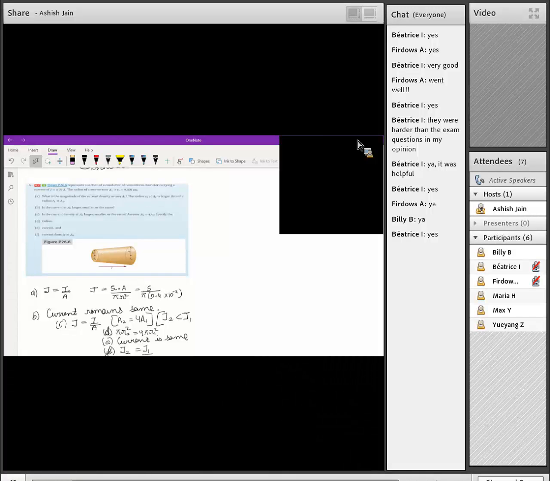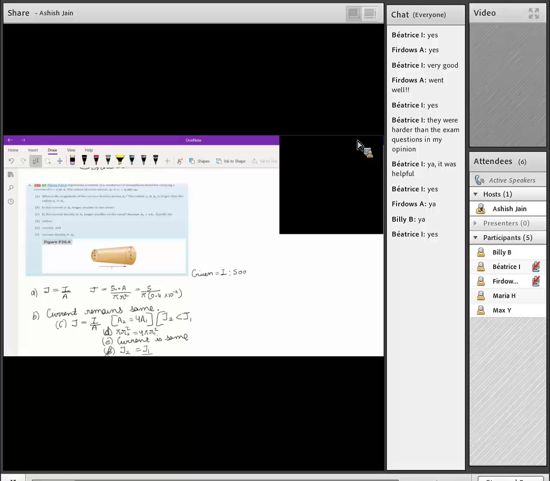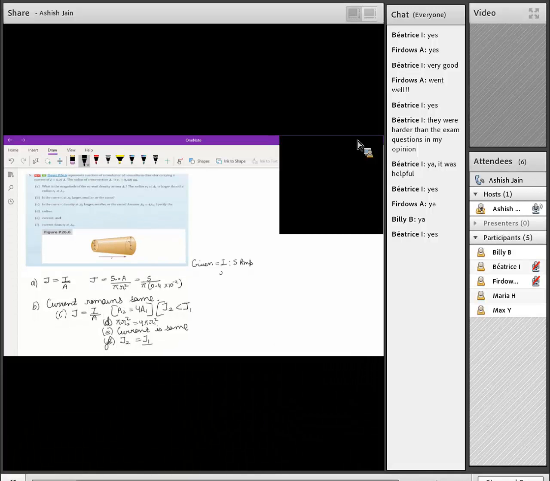Okay, so the second question says that in the figure, we have a conical figure which represents a cross section of a conductor having a non-uniform diameter, and it's carrying a current. Again, we see what's given: carrying a current I, given as 5 amperes, and the radius of cross section R1 is given as well. What is the magnitude of the current across A1?